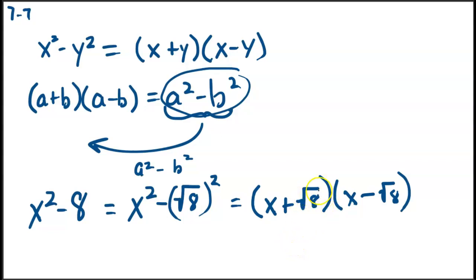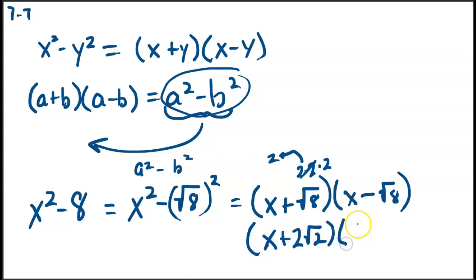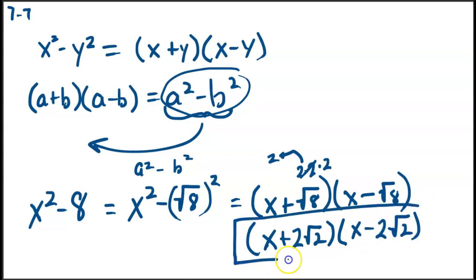Well, the square root of 8, remember 8 is 4 times 2, or 2 times 2 times 2, right? So there's a pair of 2's, so that means I can bring a 2 out from under. So this becomes x plus 2 square root 2. And this becomes x minus 2 square root 2. And there's my simplified form.